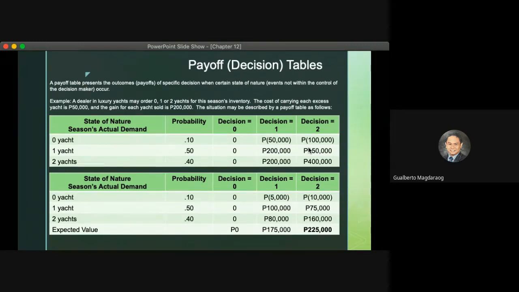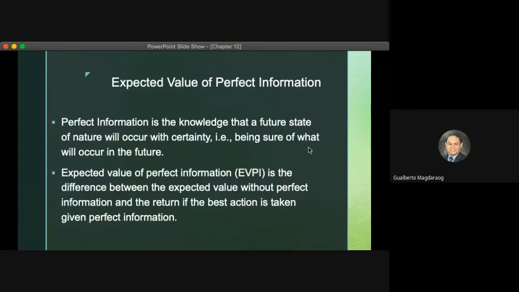Kaya, yung mga informations na yan, may value yan. So we need to take care of all those information kasi someday, you might be needing that information and that has a value to you. Okay? And that is the concept of expected value of perfect information. Because of uncertainty, sometimes management are willing to pay for the information just to get the accurate information.